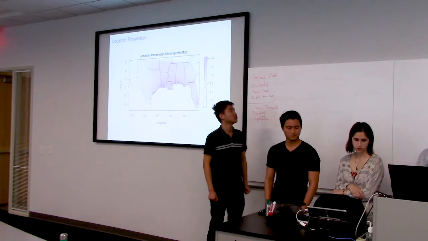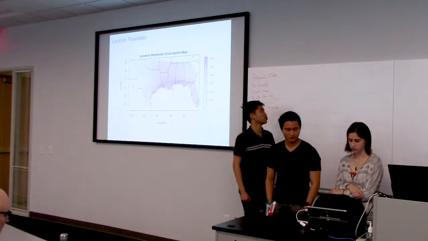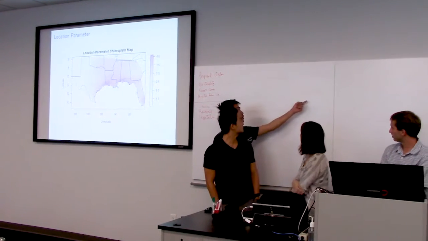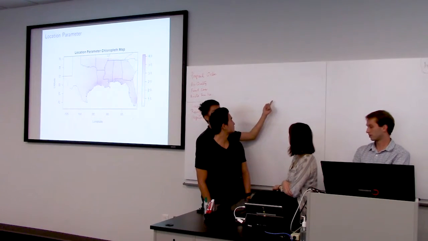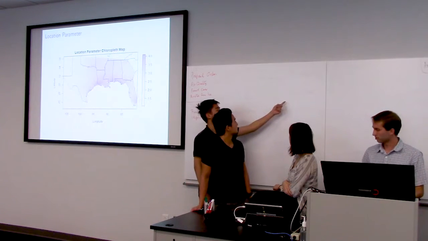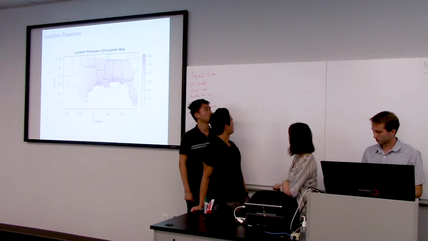What we are doing here is trying to compute the estimator for all three parameters. This is the location parameter, which is sort of like the center of the data. And this one would be the scale parameter, which is kind of like the span of the entire data.